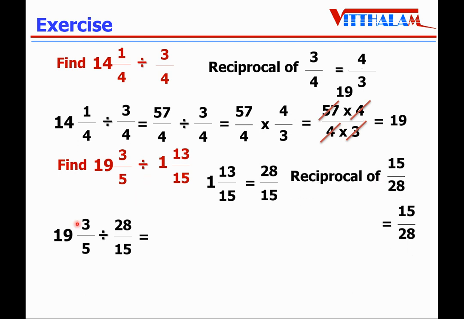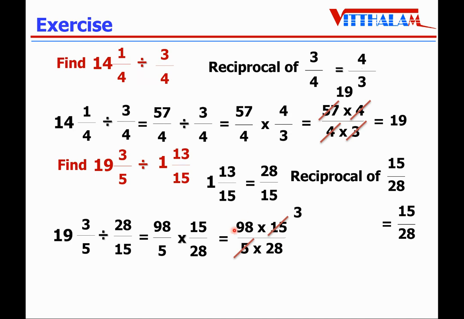So the next step will be to convert this mixed to improper, that is 19 5s are 95 plus 3, 98 upon 5 into the reciprocal of this. So 98 upon 5 multiplied by 15 by 28. And hence 98 into 15 upon 5 into 28. 5 is a common factor. 5 ones are 5, 5 threes are 15. So just cancel it out.